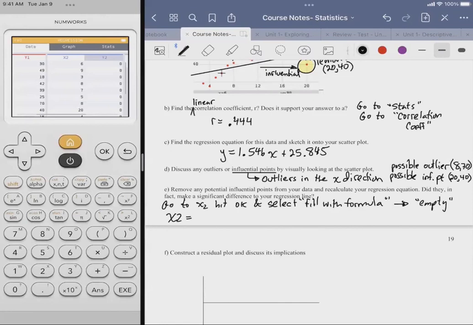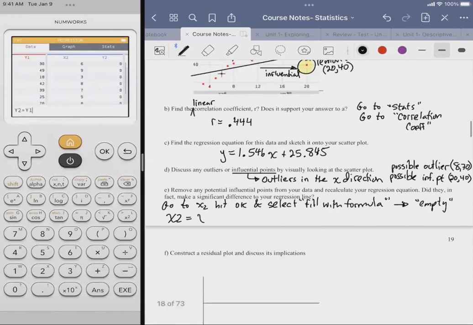So if I hit OK on Y2, fill with a formula, empty, I want this to be the same as Y1. So Shift Alpha 3, and then type in a 1. So X2 is equal to X1, and we want Y2 to be equal to Y1. And when you hit OK, it populates all those values too. All right, so it's an exact duplication of what we had in X2, Y2.